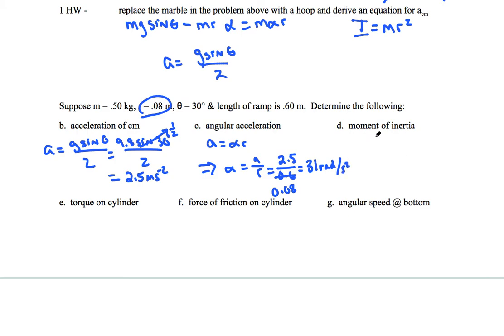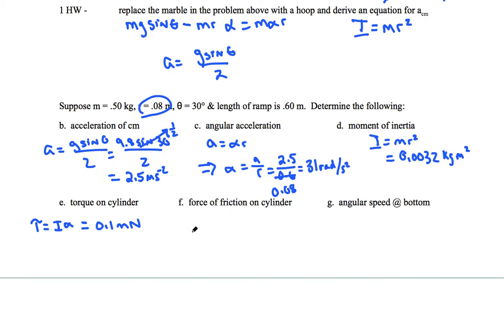The moment of inertia, for the hoop, is just mr squared. So the mass is 0.5, the r is 0.08, square that. I get 0.0032 kilogram meter squared. The torque on the cylinder, torque is equal to I alpha. Now that I have I and alpha, I multiply those two, and I get 0.1 meter newtons.